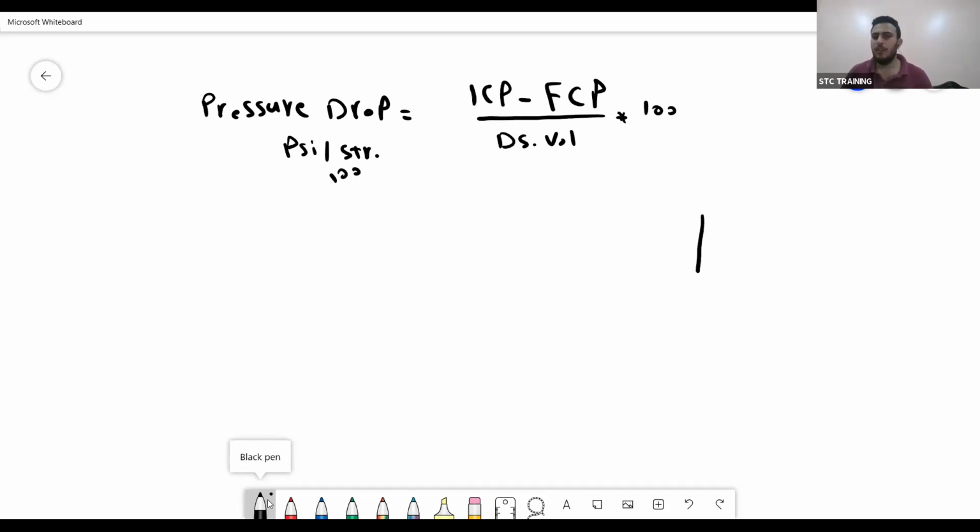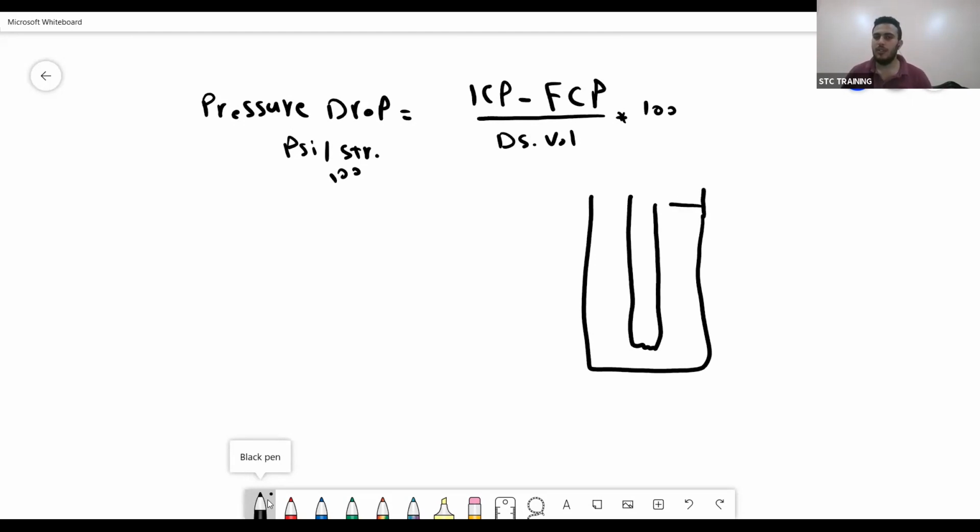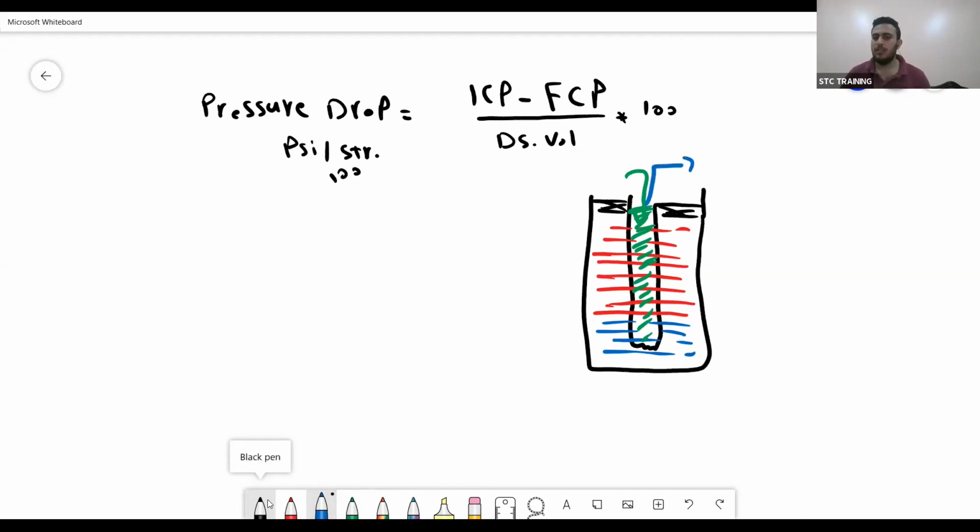So what I mean by pressure drop: if we have our well, this drill string, and the well is closed, and we have our current mud weight inside the well. We have an influx that just entered the well like this, and we are going to pump our kill mud inside the well. We have two pressures. The first one is called ICP.